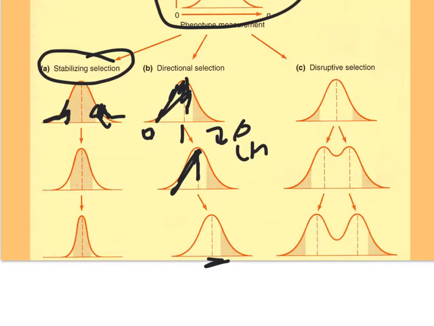And then we have disruptive selection. This is where there's selection on the average size, let's say. They all die. They start dying here, of course. Dying here. And eventually, we'll have two different means, a smaller and a larger.